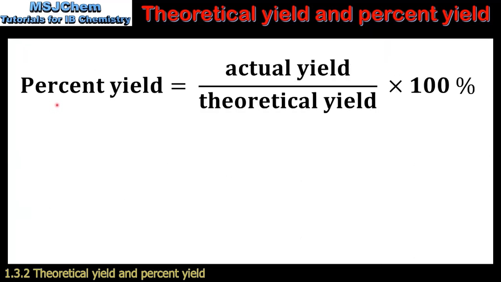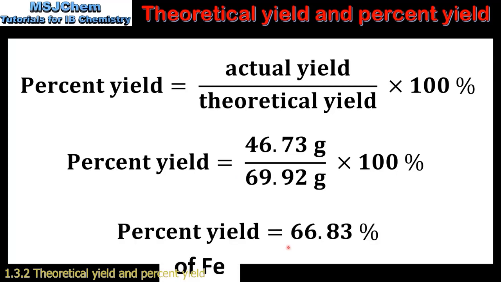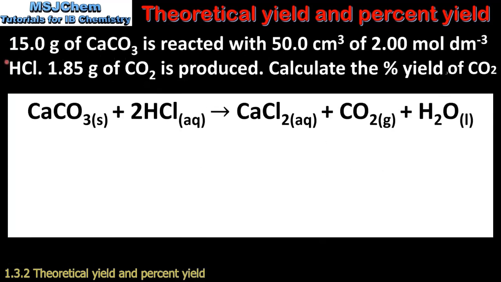So the final step is to calculate the percent yield. The actual yield which was given in the question is 46.73 grams, and the theoretical yield which we calculated in the previous slide is 69.92 grams. And this gives us a percent yield of 66.83%.